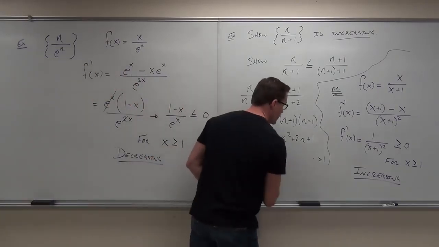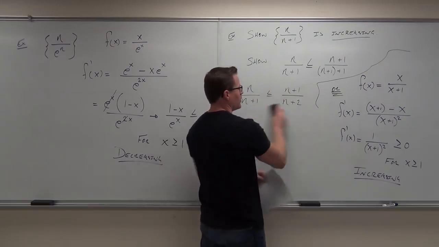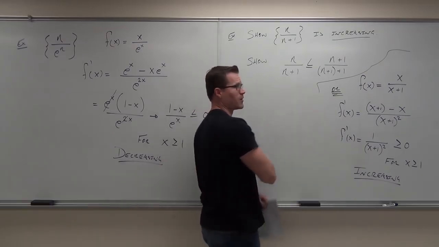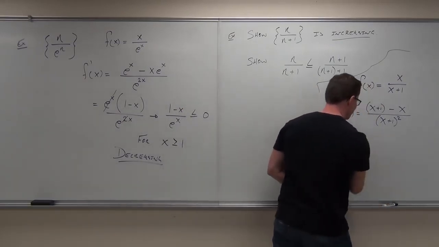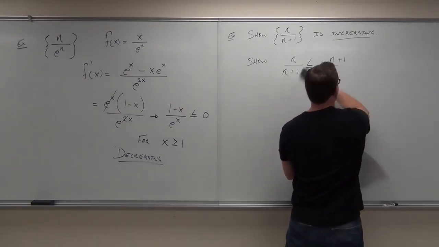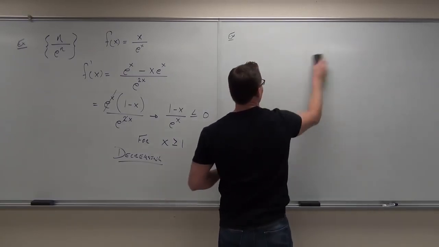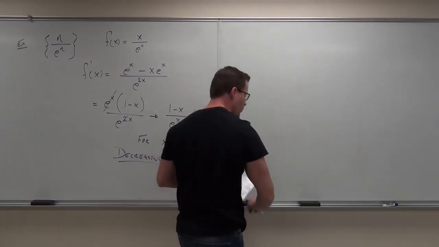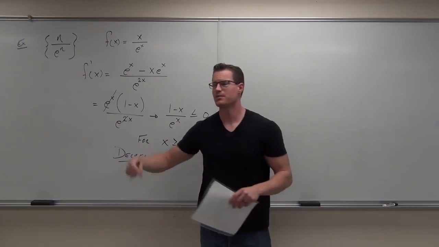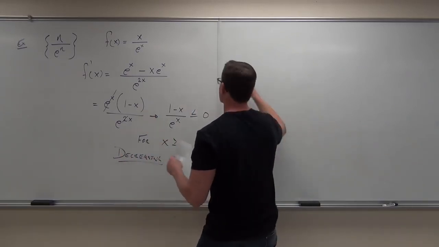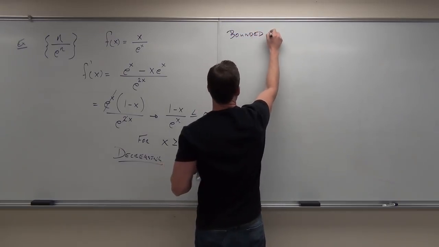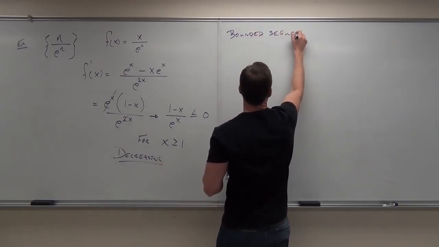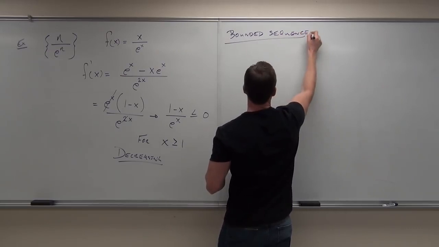Here's what we're trying to get to. Being monotonic is awesome, I guess. I'm always on the upshot, so I'm monotonically increasing, whatever. Sucks to be monotonically decreasing, what a loser. But anyway, we're going to put two ideas together: this idea of being monotonic and this next idea of being bounded. A bounded sequence.